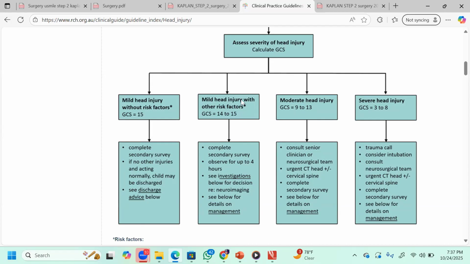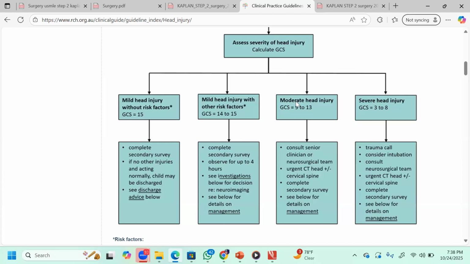So in case of mild head injury where other risk factors are present, we will discuss the risk factors later on. So just focus on this. If the GCS is between 14 to 15 and mild risk factors are present, you will go with a complete secondary survey and observe for up to 4 hours. So see the investigation below for the decision, either you go with neuroimaging or not. See below for details of the amendment.